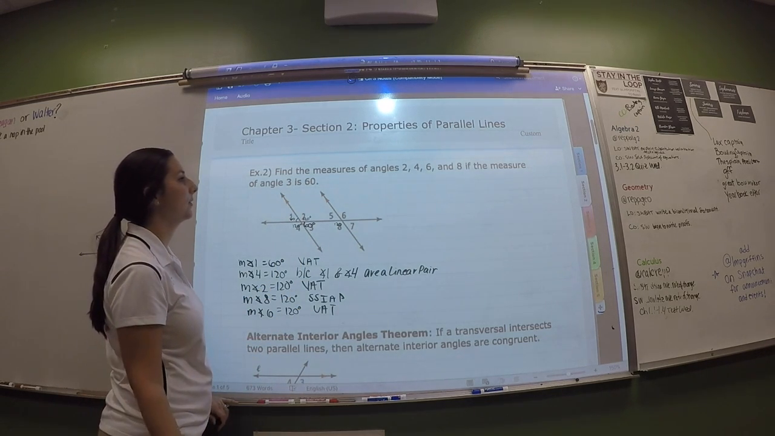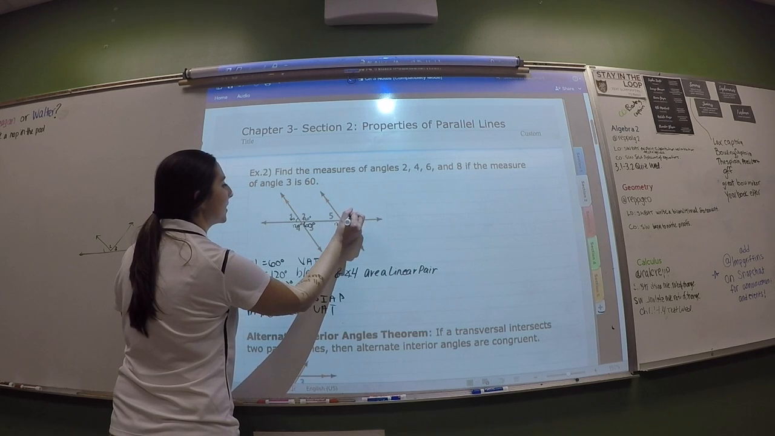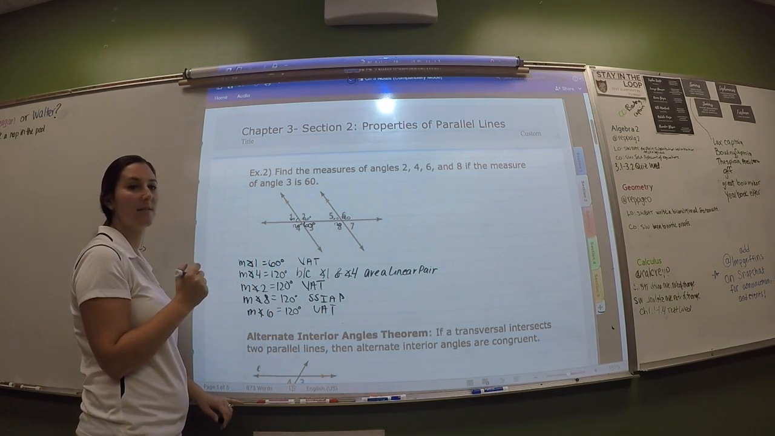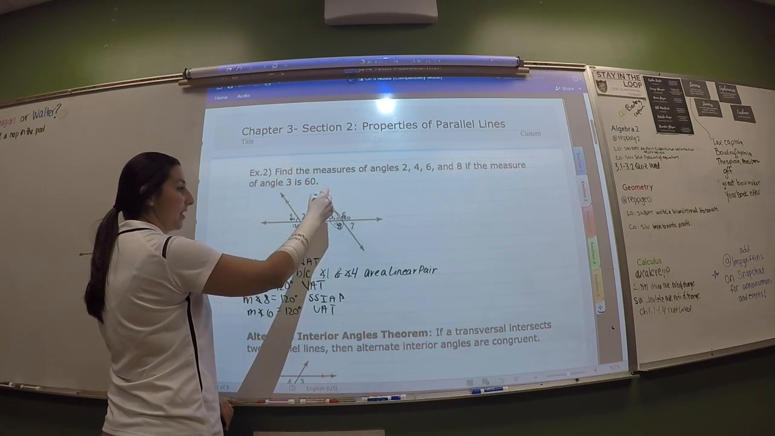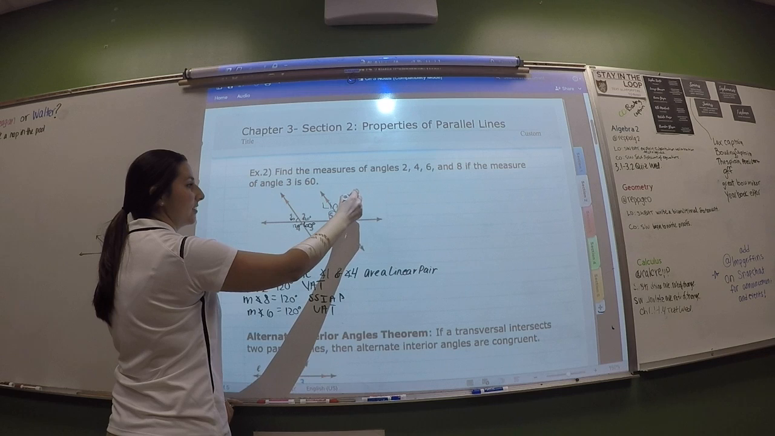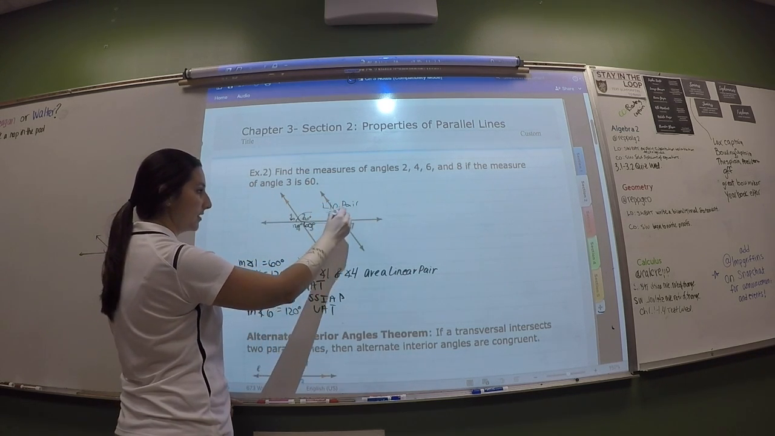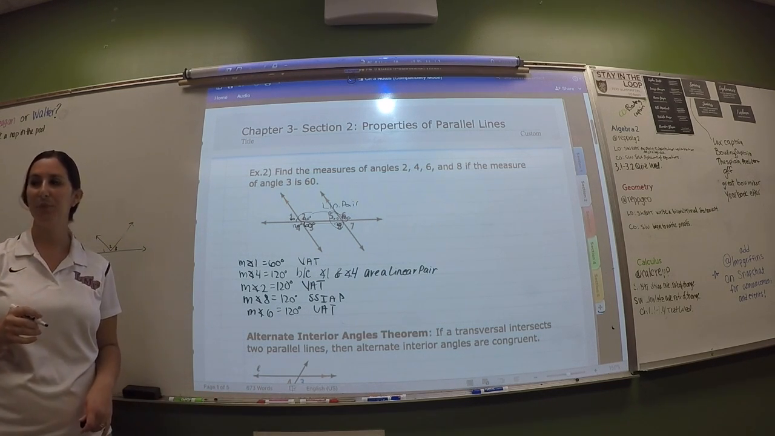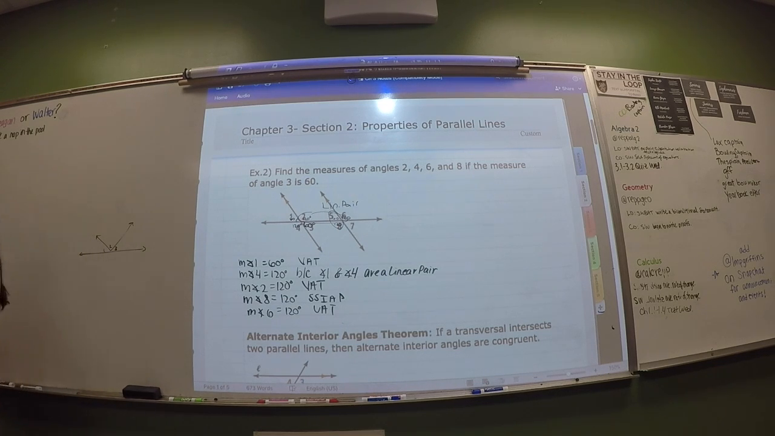I guess technically we found them all, didn't we? It said 2, 4, 6, and 8. Oh well, but let's just keep going. So 5 would be 60 because of the linear pair, actually. You could do either linear pair or the same side interior angle postulate, two different ways. Alright, good. So basically a bunch of vertical angles and a bunch of linear pairs.